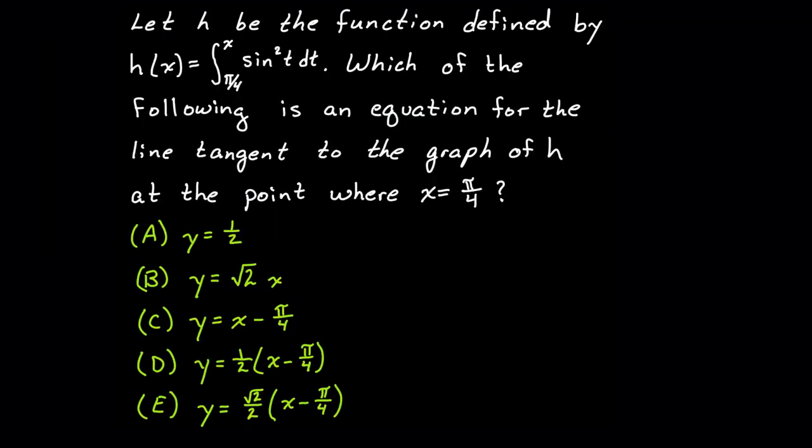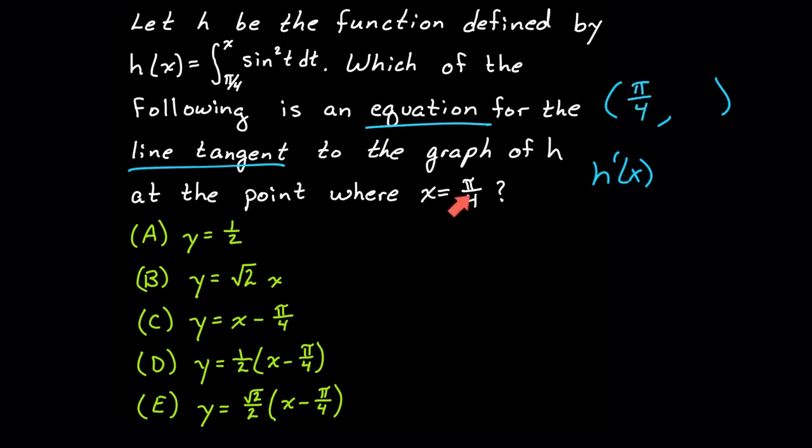All right, and the next one, let h be the function defined by this integral from pi over 4 to x. Which of the following is an equation for the line tangent to the graph of h at the point where x equals pi over 4? Now, in order to get the equation of a tangent line, you need 2 things. You need a point on the function, and you need the slope or derivative of that function. All right, so the point, we know the x value is pi over 4.